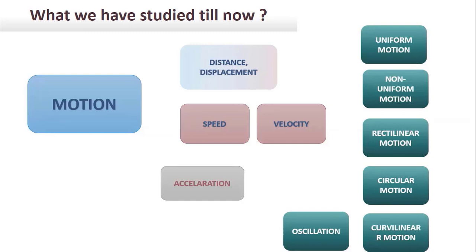Okay. So in this chapter, we will deal with the cause of motion. When a particle can change its speed, when a particle can be accelerated or decelerated, or when a uniform motion can become a non-uniform motion, what are the causes behind this? We will explain in this chapter. So let's begin.